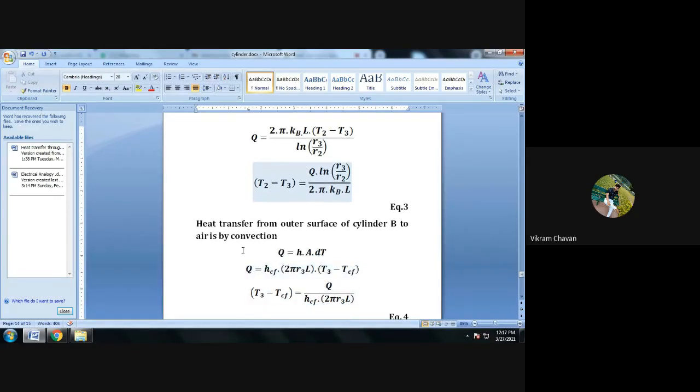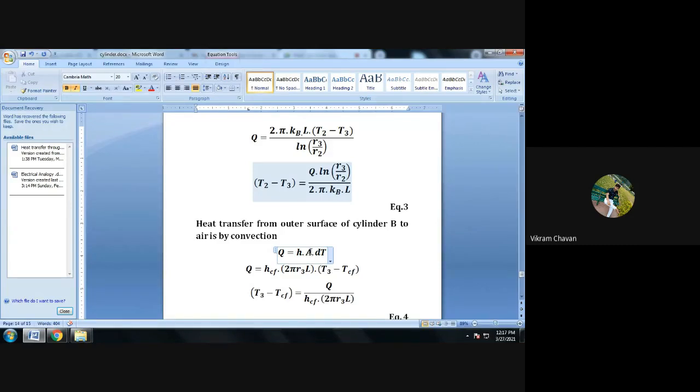In general, Newton's law of cooling, we can write as Q is equal to H multiplied by A multiplied by dT. Now we have to put in our nomenclature in this equation. Q is equal to H suffix CF, the cold fluid heat transfer coefficient, multiplied by the area, the surface area available for heat transfer. For the outer surface of cylinder B, what is the area?